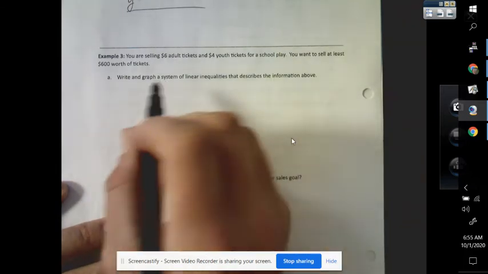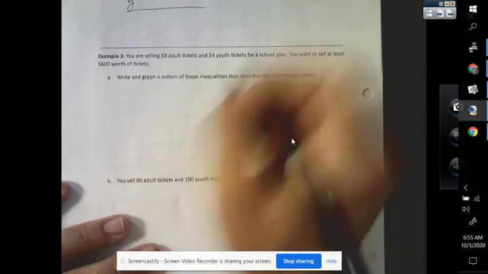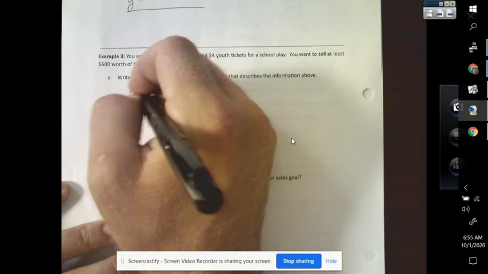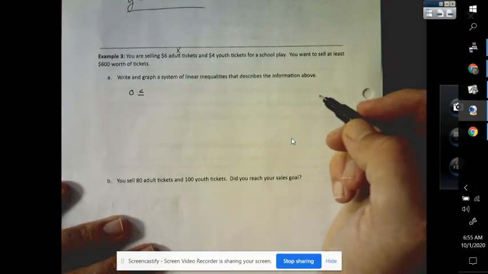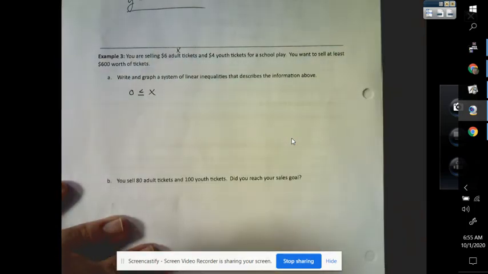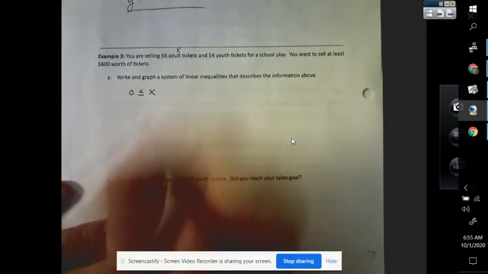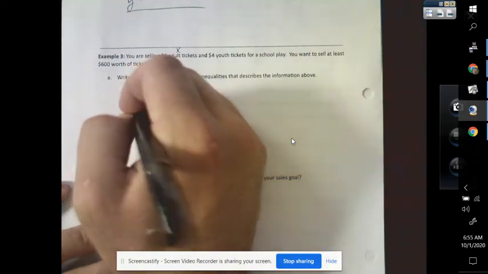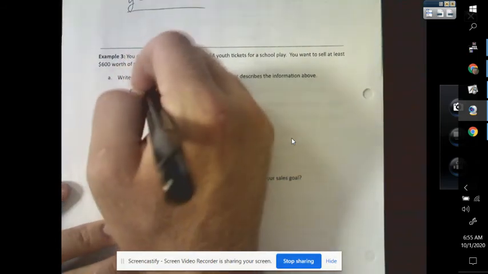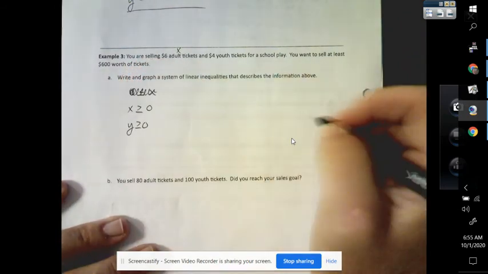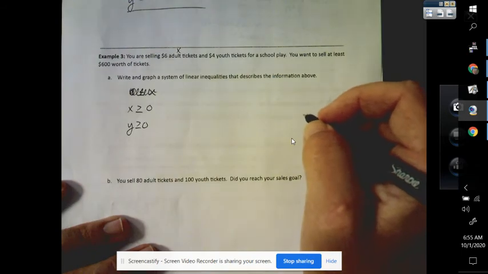Okay. The least amount of adult tickets you can have is 0. So 0 is less than or equal to x. Like you can have x is greater than or equal to 0. So it's probably better if we read it that way. Sorry, I got flustered by the phone call. There we go. Same thing, just wrote it in reverse. What's the least amount of youth tickets you can have? Well, okay, 0. So we start off by saying that.